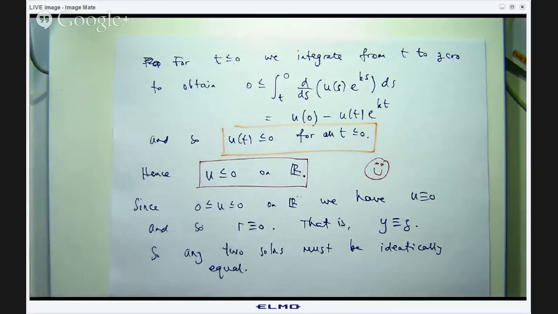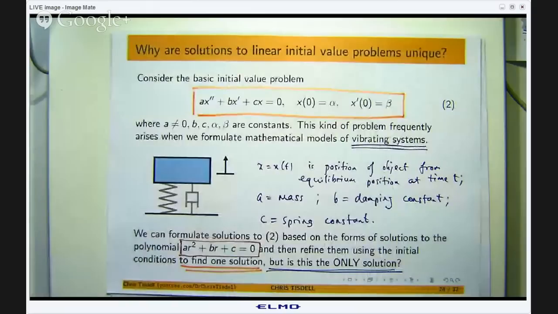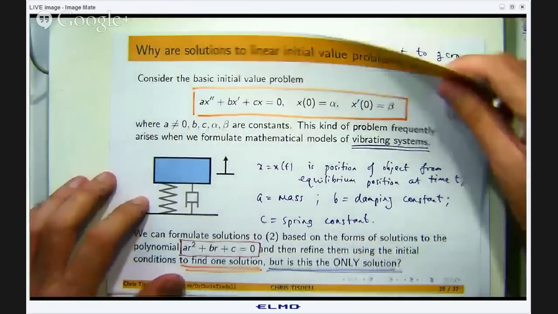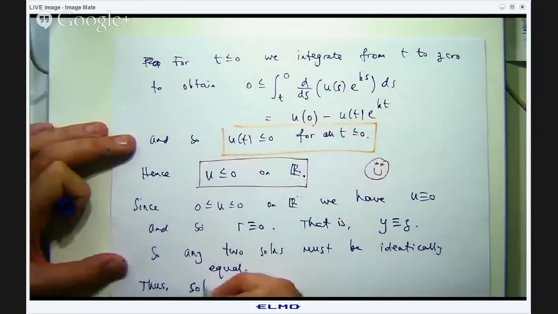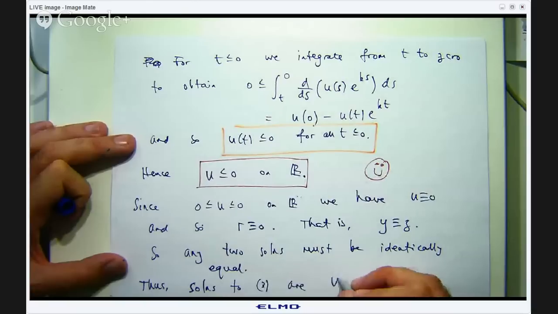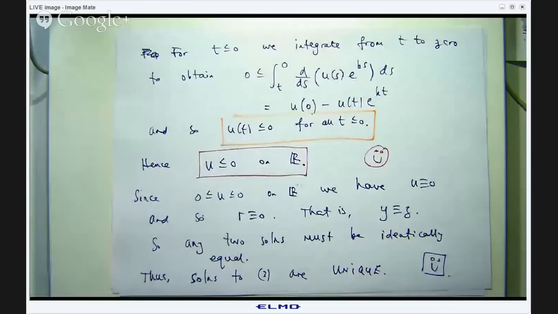So what does this mean? And we're getting very close to the end now. It means that when you solve a problem like this, say in a spring damper mass problem, and you find one solution, it must be the only solution. It must be the only solution. Thus, solutions to 3 are unique. Okay. So that is it.